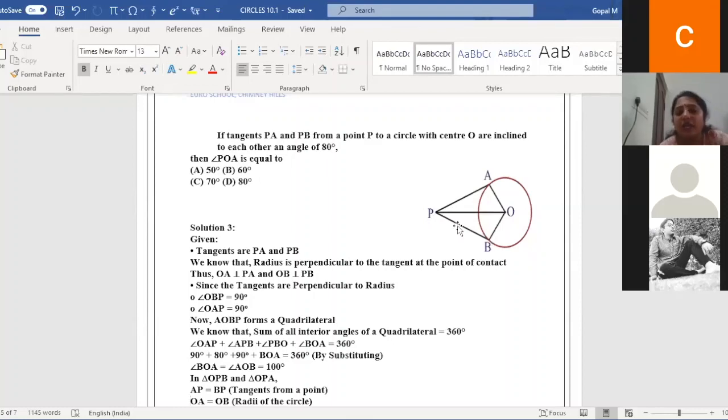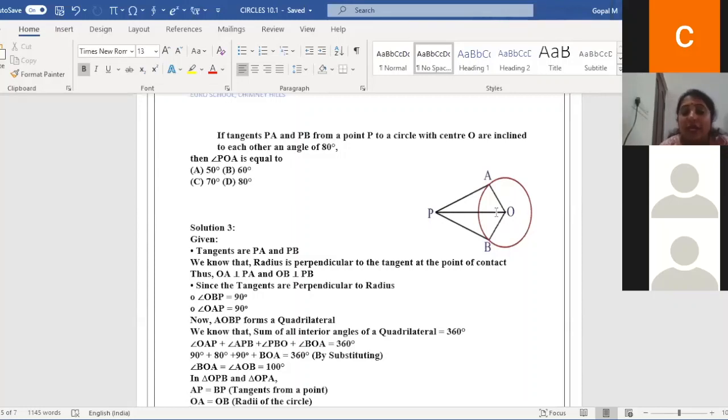Here one thing we understood: opposite angles are supplementary. Angle P they gave 80. What is angle AOB here? Angle P they gave 80 degree. What is angle AOB? 100, ma'am. Because we learned opposite angles are supplementary, so 180 minus 80 will be 100.